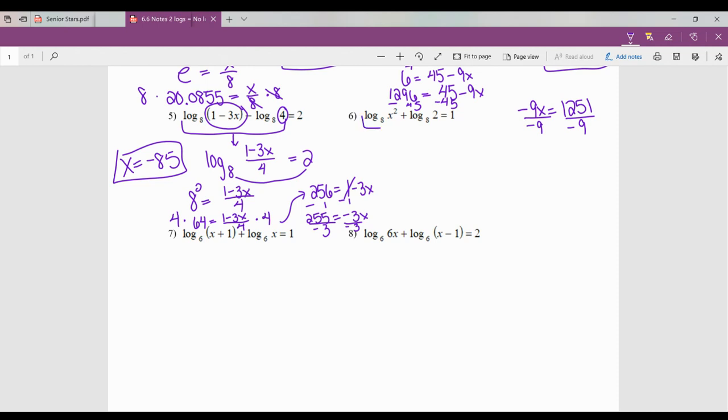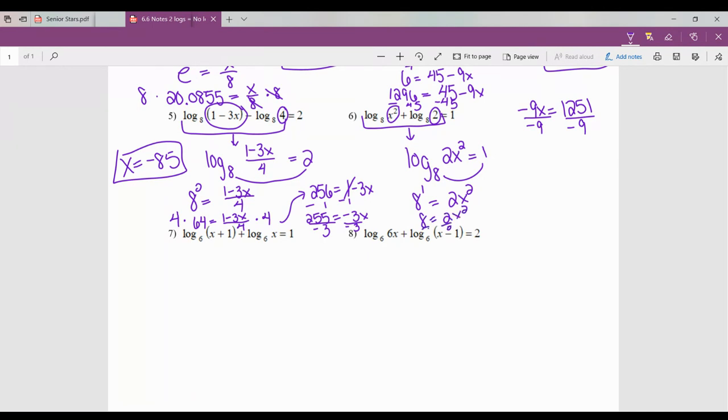All right, number 6, these 2 logs need to be condensed into 1 log, so log base 8. And then I'm going to take this x squared and this 2, and because it's adding, my property says when you are condensing, the adding ones become multiplying, so 2x squared equals 1. Swoop, 8 to the 1 equals 2x squared. So 8 equals 2x squared.